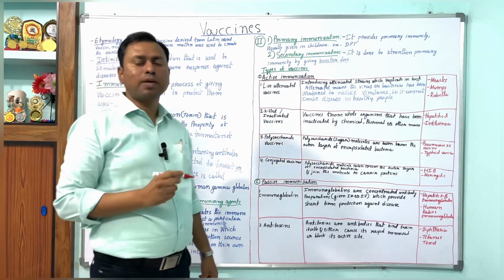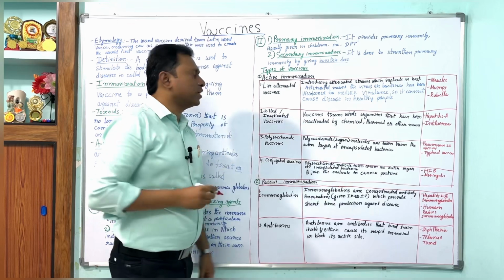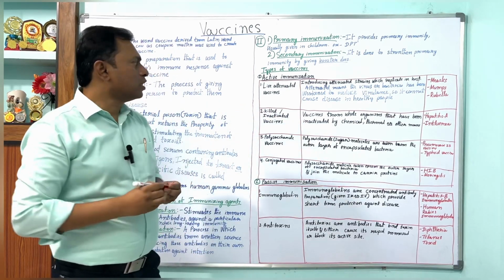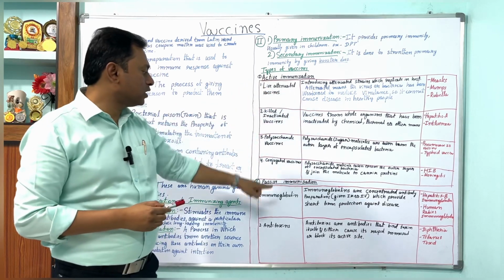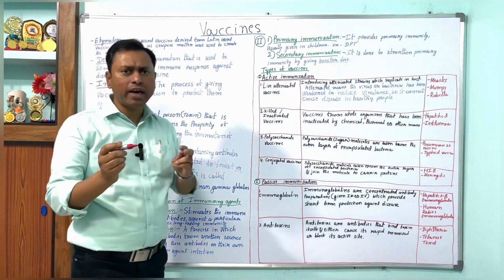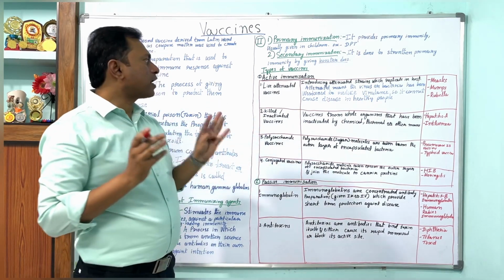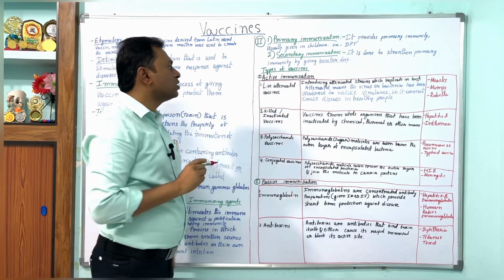Okay, this is about the primary and secondary immunity. Now we'll study the types of vaccines. Very commonly we classify them as active immunization and passive immunization. Here again, active immunization is classified further. First, we will look at the live attenuated vaccines.